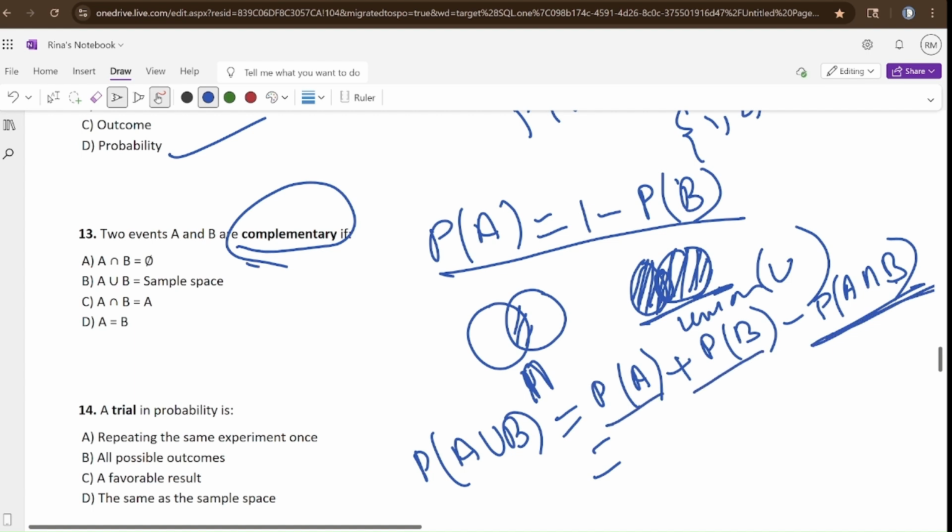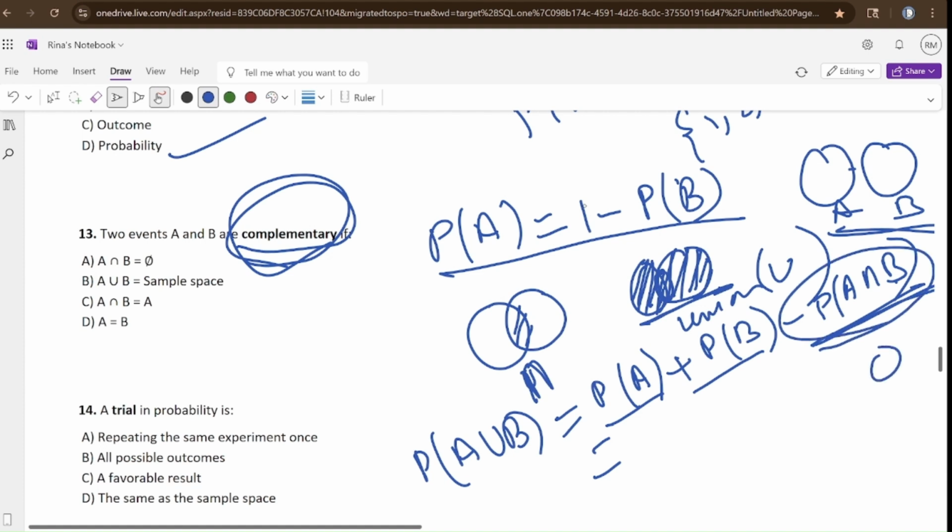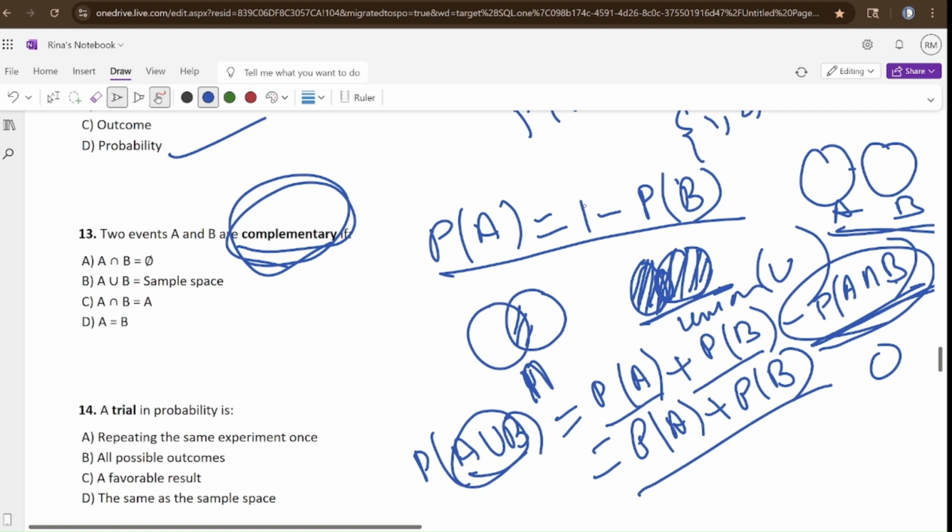Now see here. This is complementary. Complementary means this one can never happen together. There is no interconnection, right? They are completely separate. So in this case, there is no intersection point. So this portion will become 0. So it is P(A) plus P(B). This is the complete sample space. So we can say A union B is the sample space. There is no intersection point.